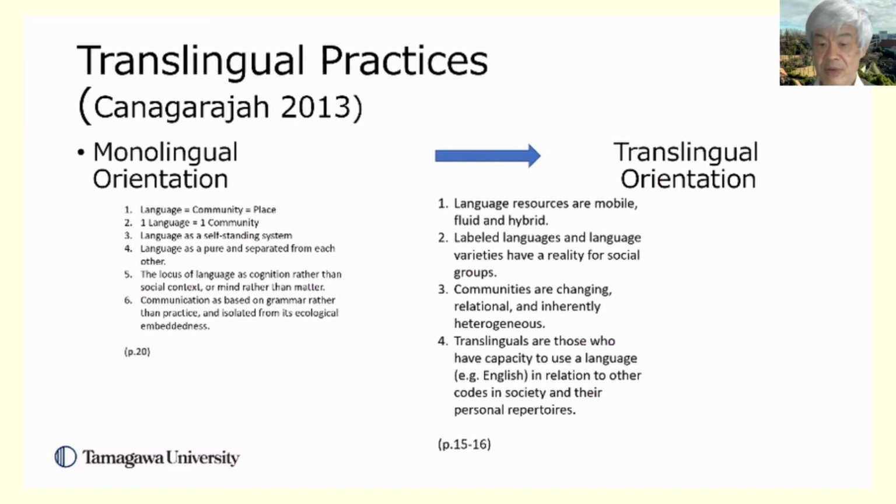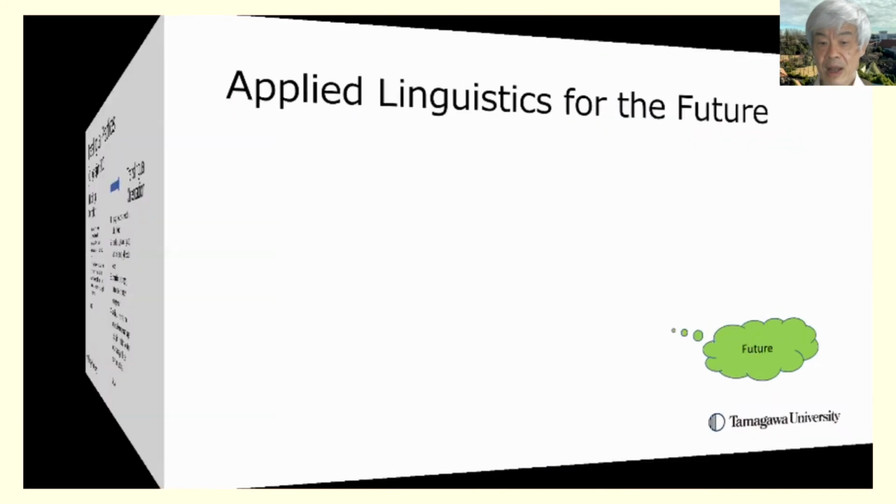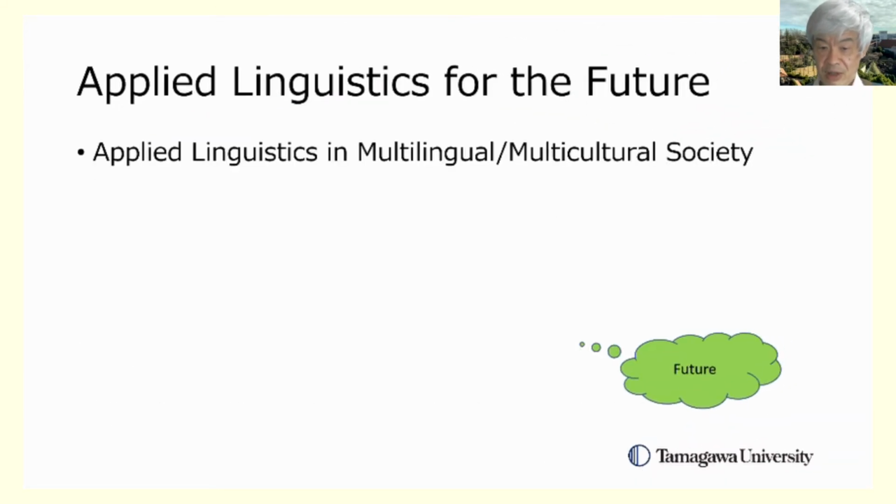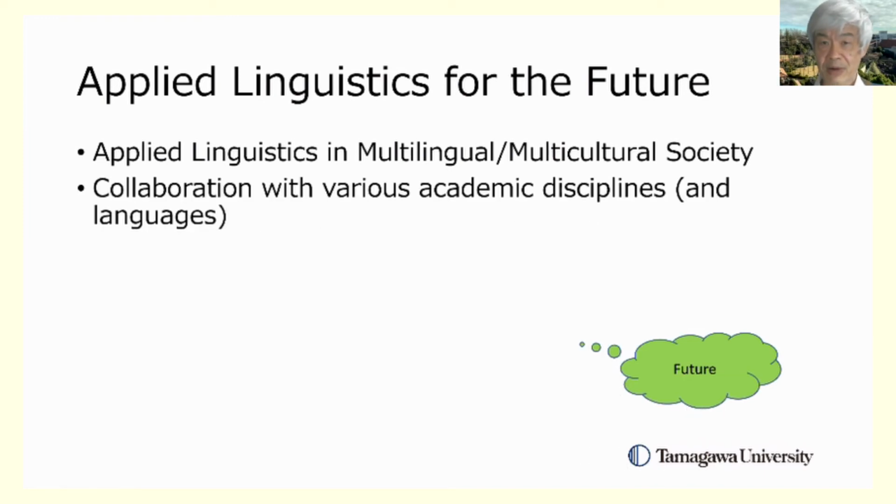And I think with language teachers, it may not be the central part of this topic, but this is what language teachers need to produce: this kind of students. So, applied linguistics in the future, this conclusion, applied linguistics in the multilingual society. Again, I think the era in which we talked about applied linguistics as a subfield of linguistics or attached to one particular language, one particular discipline, is over. We have to think about the multilingual nature and collaboration with various academic disciplines.